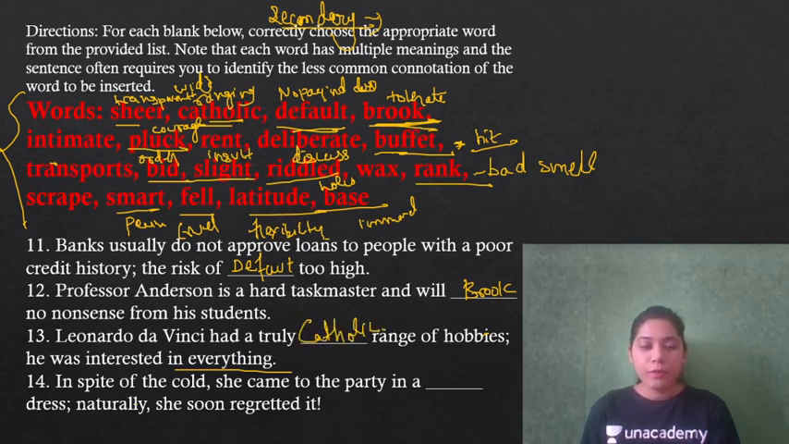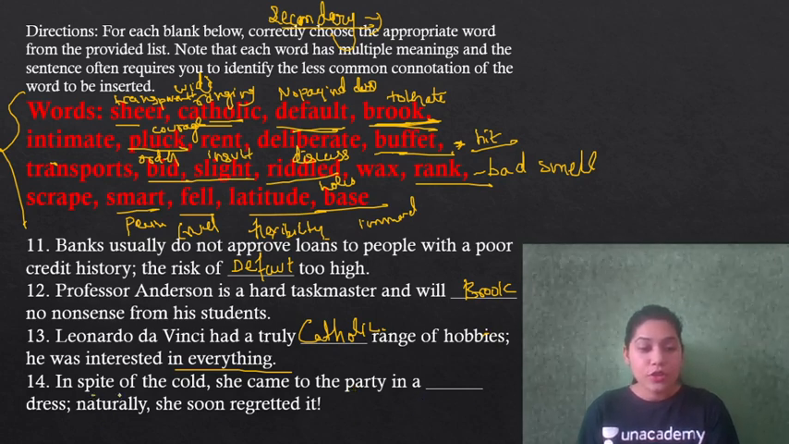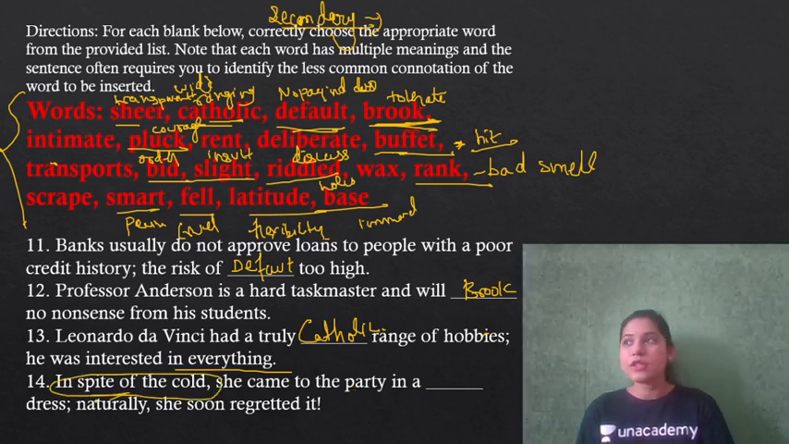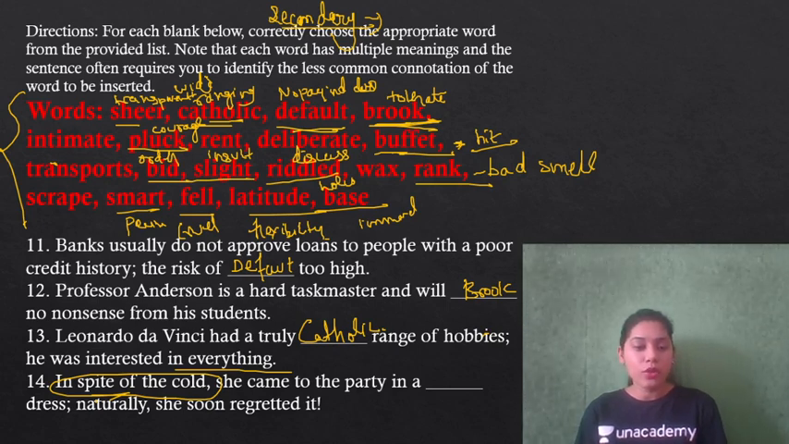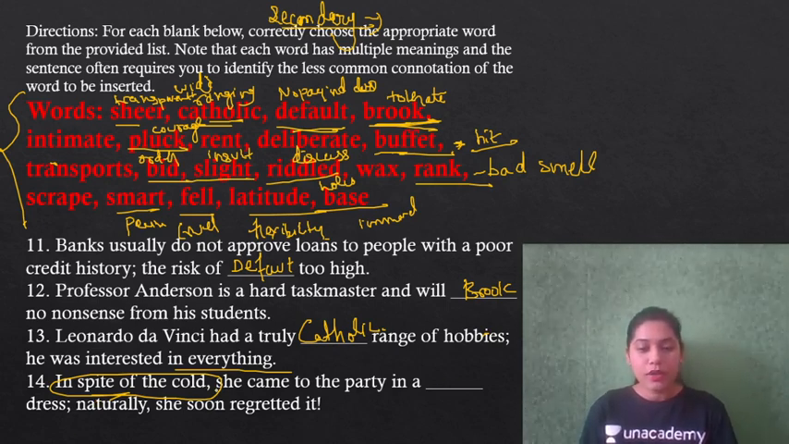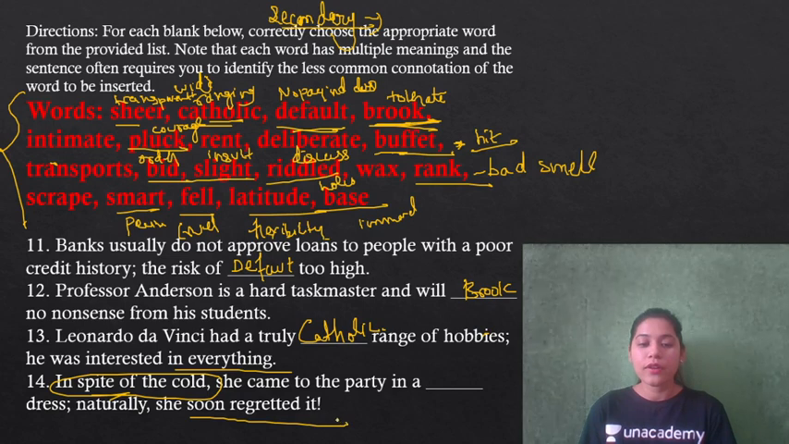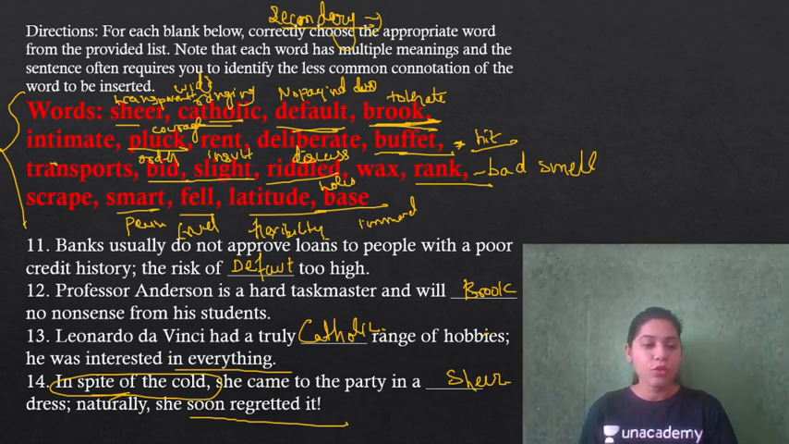Yeah. In spite of the cold, she came to the party in a dash dress. So in spite of the cold, it was winter season, one should wear a coat and thick clothes. Naturally, she soon regretted it because she must be feeling cold. So she came to the party in a sheer dress, right? In spite of the cold. All right. Now let's move to the next few questions.